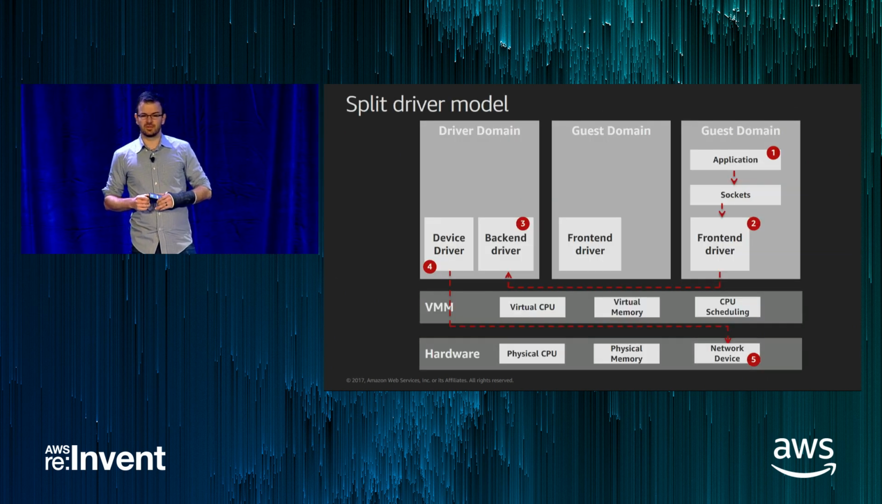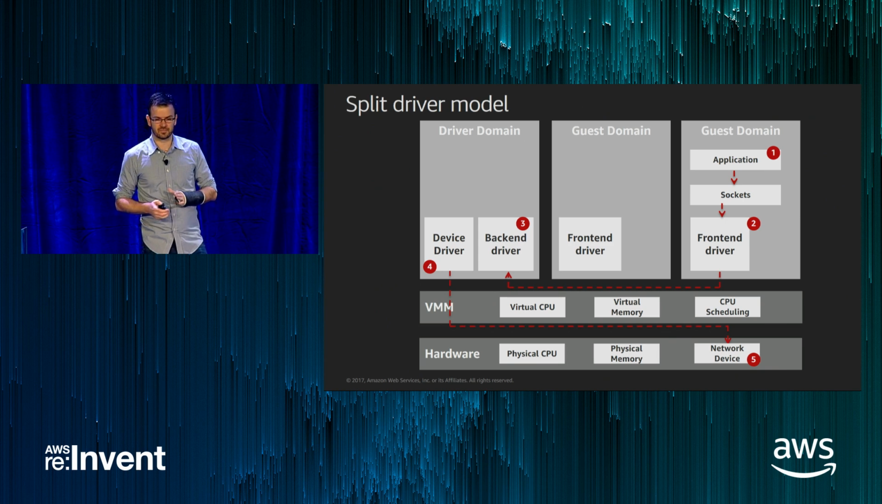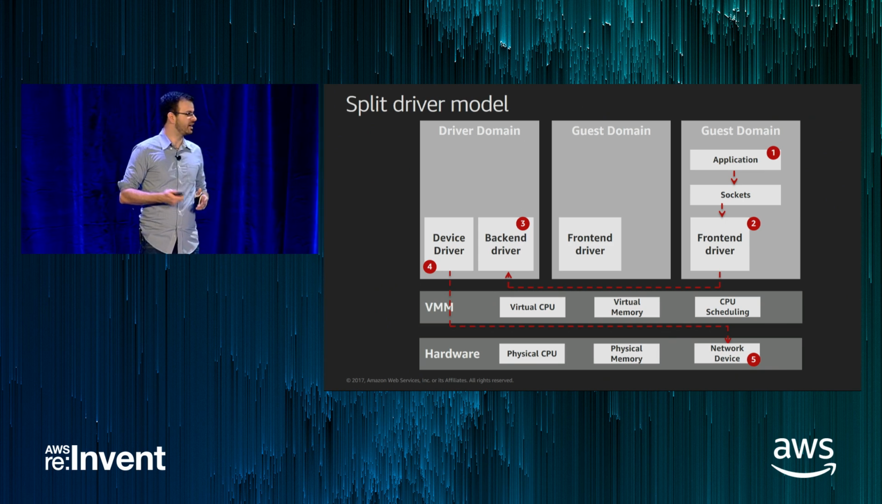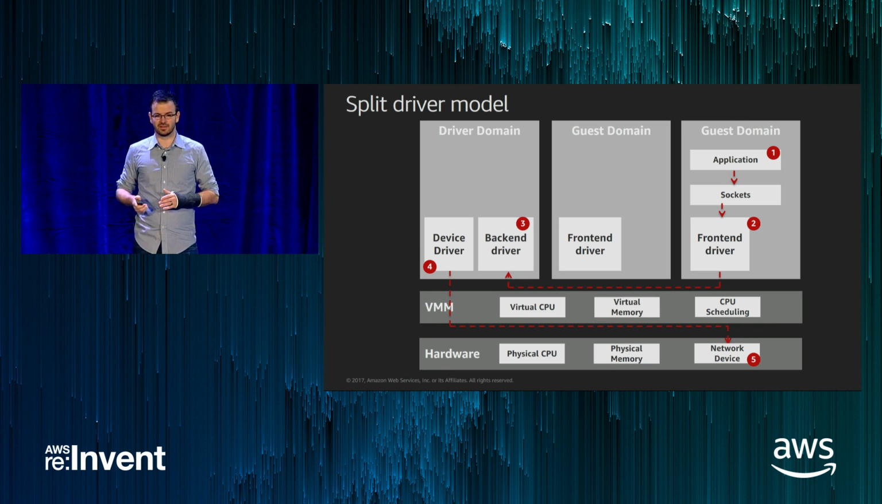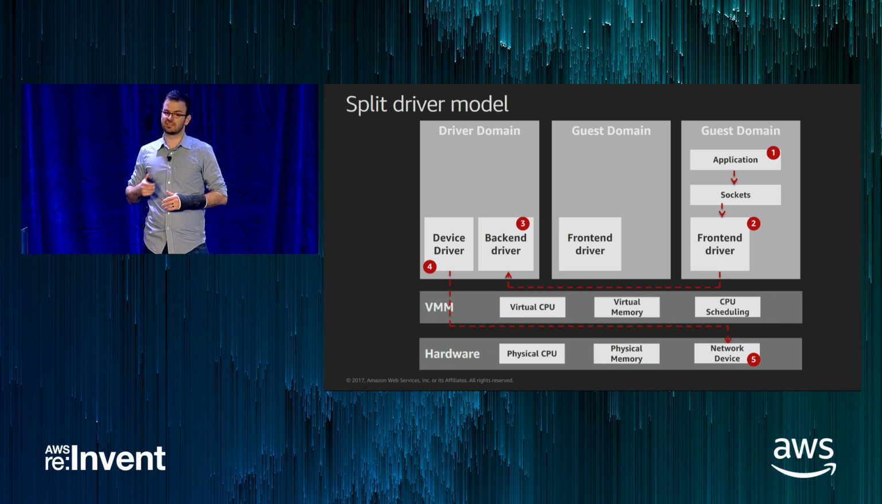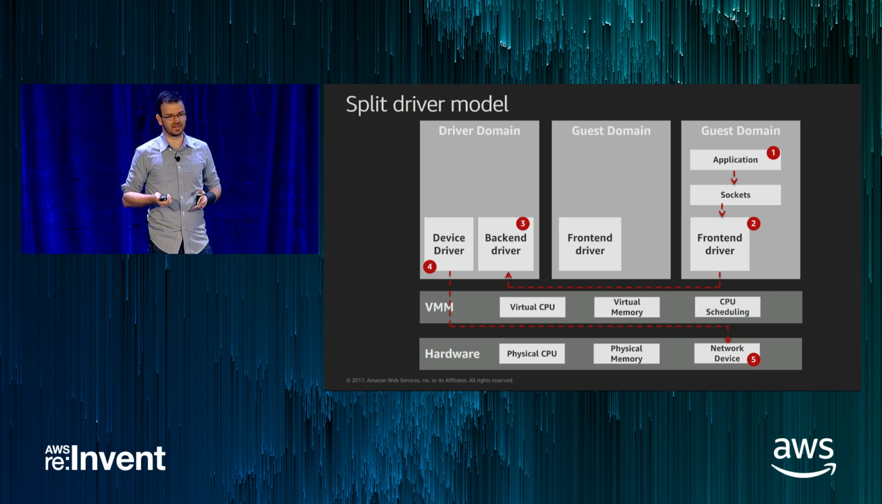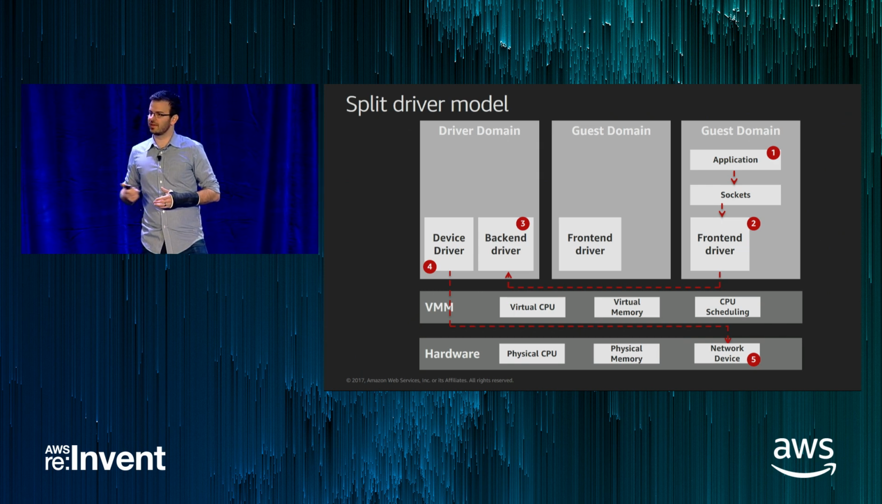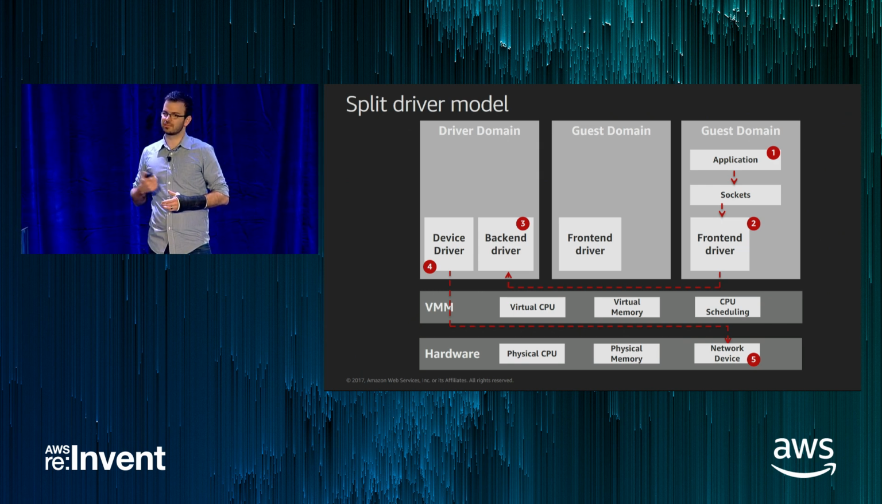Next, let's talk a little bit about networking. With the exception of the C5 instance, which I'll talk about a little bit later, EC2 instances by default use the Xen network driver to communicate over the network. This is called the NetFront driver. And this driver has a lot of overhead because of the split driver model that Xen uses to communicate.